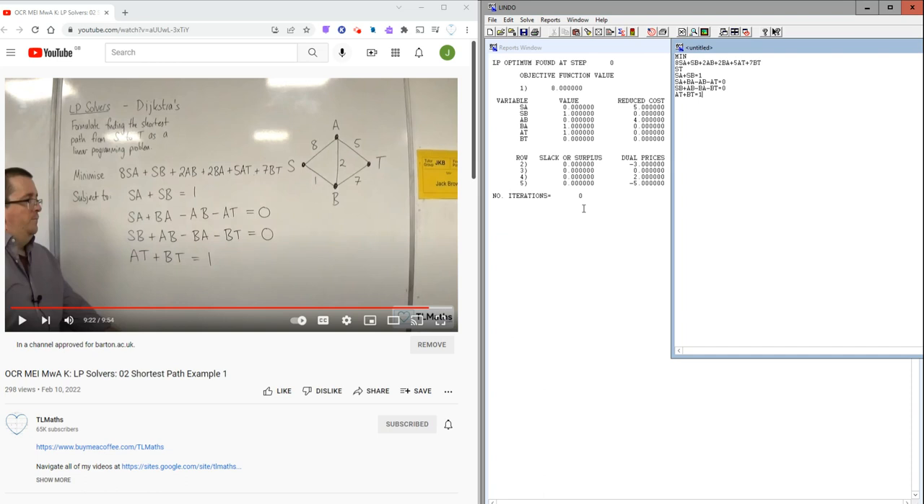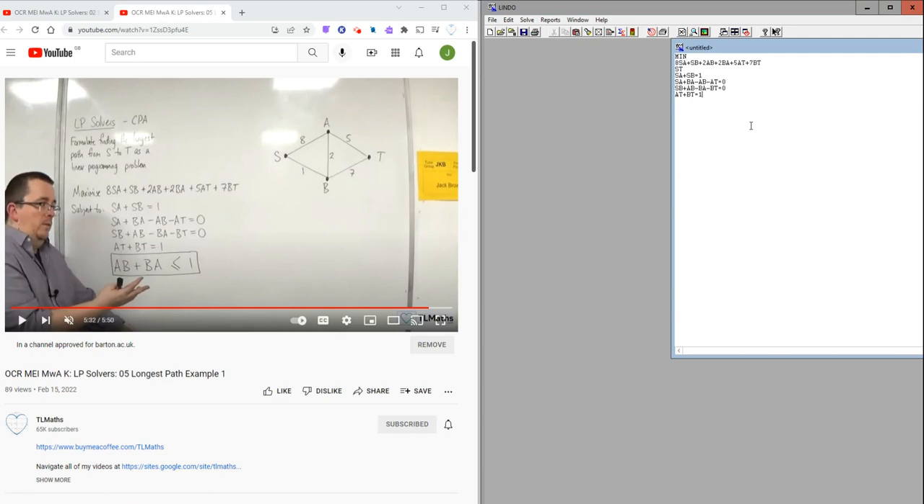Okay, so let's go on to another problem. This was the first of the longest path problems that we looked at, and it used the same network as we had with the shortest path one. So all I need to do is add in this extra constraint and make sure that instead of minimize, I am now maximizing. Okay, so I'm going to add in the extra constraint: AB plus BA is less than or equal to 1. And then go up to solve.